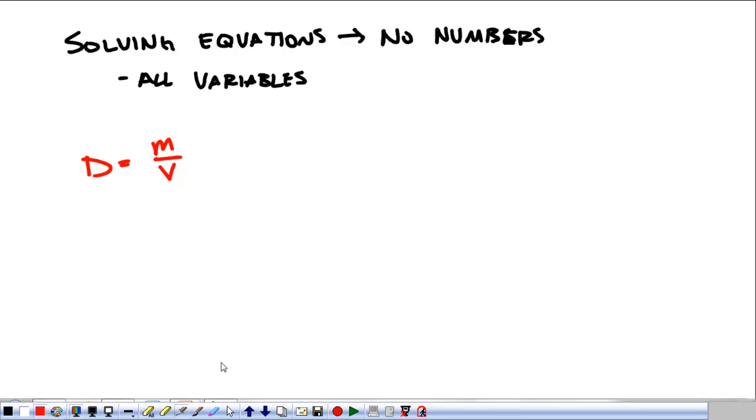That being said, I am not going to require that you solve equations with just variables all the time. As we move into physics a little bit more, we'll start using actual numbers, but for right now, we're just going to look at it with variables.